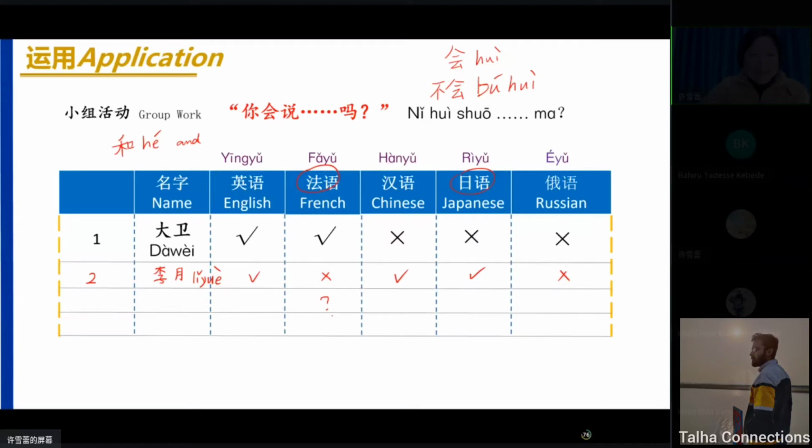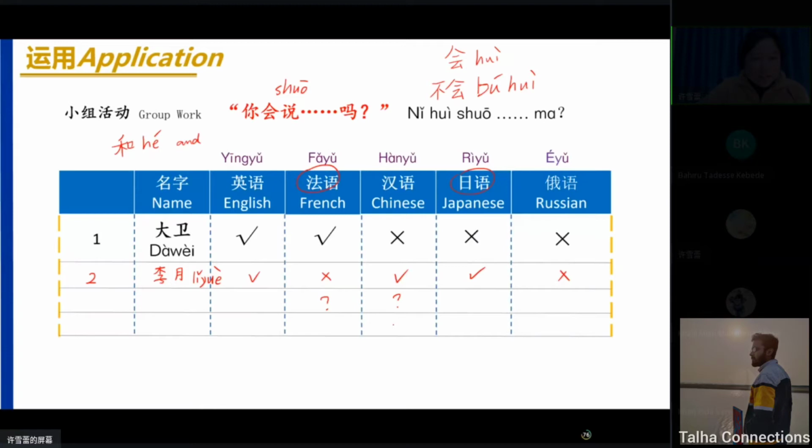Yeah, that's my question. 你会说法语吗？shuō, pinyin shuō. Yeah, you need pinyin to type. 法语, pay attention to the characters. 好, most of you said, 我不会说法语, right? Now, 你会说汉语吗？Some of you will say, I can speak a little Chinese.